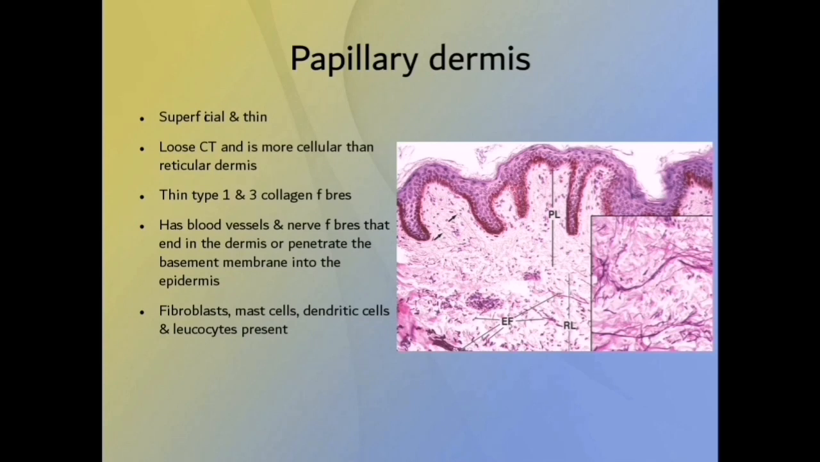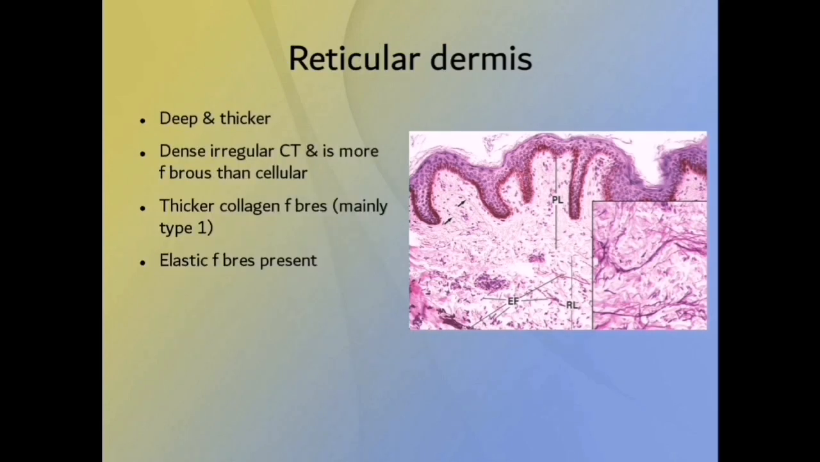We also find blood vessels and nerve processes within this papillary dermis, and the nerve processes either end in the dermal papillae or they penetrate the basement membrane into the epidermis as free nerve endings, which will act as sensory structures. For the reticular dermis, this is the deeper layer.